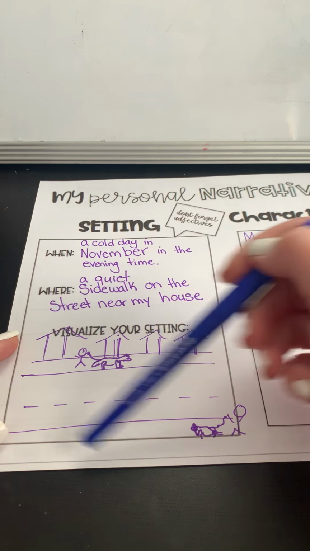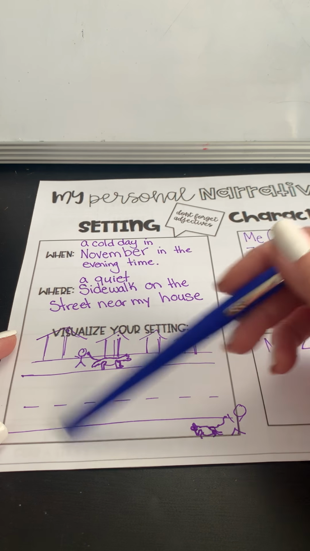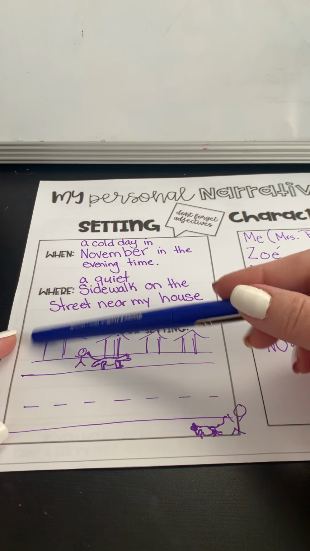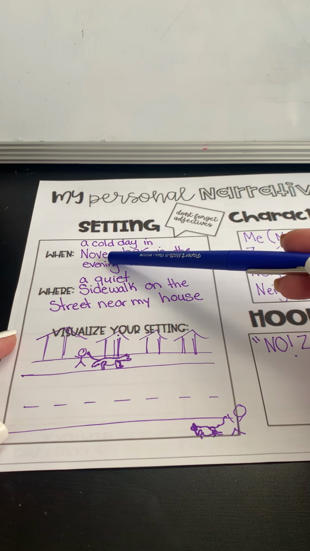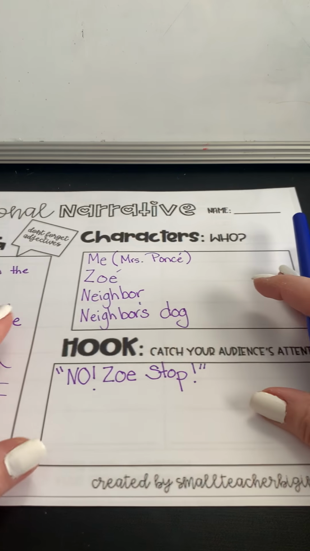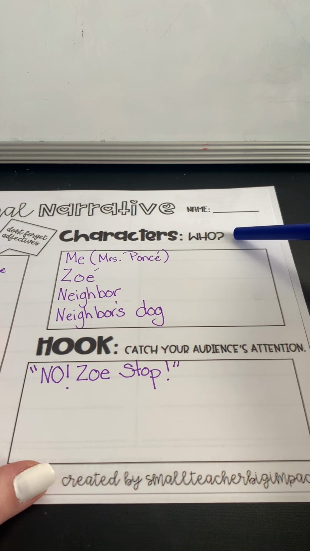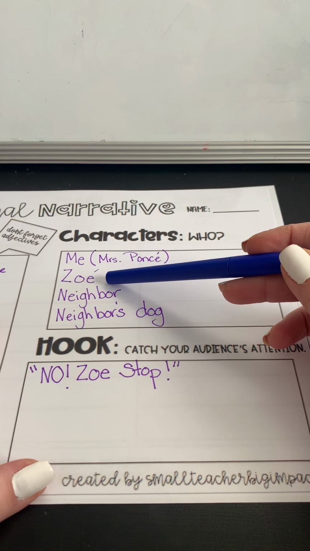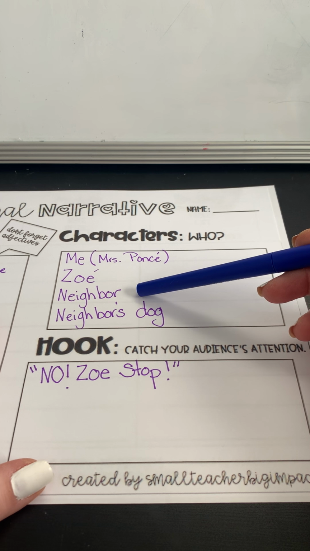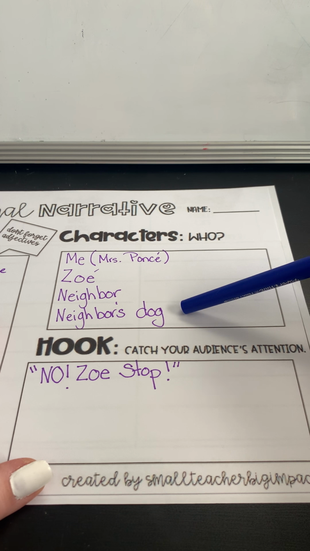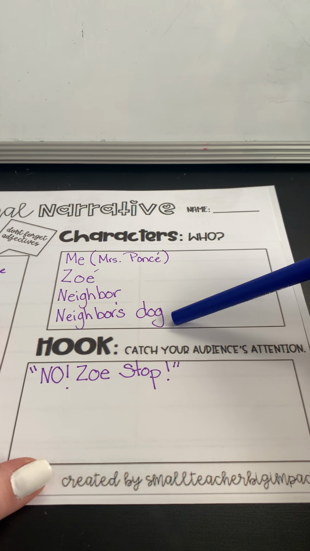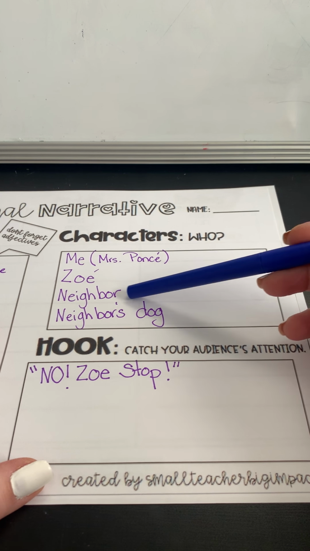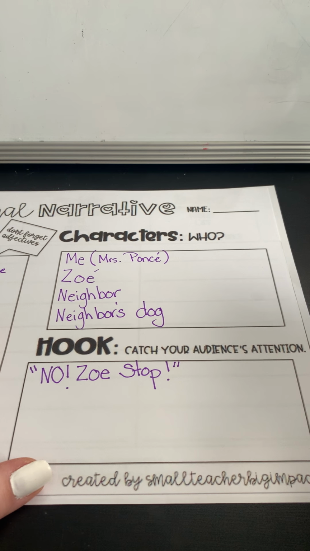Now remember, in this section, we're not writing our whole story. We're just getting our ideas down. We're just writing a few quick words or phrases. Now the characters, remember, a character in a story is who the story is about. So it was me, Mrs. Ponce, my mom's dog, Zoe, the neighbor, and the neighbor's dog. Now, I don't know the neighbor's name or the neighbor's dog's name, so I left those kind of general.